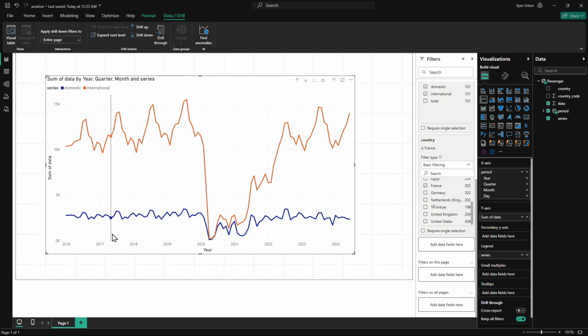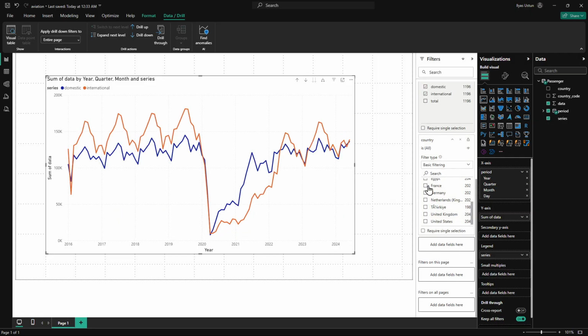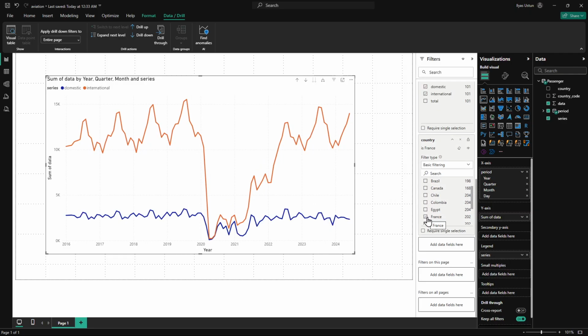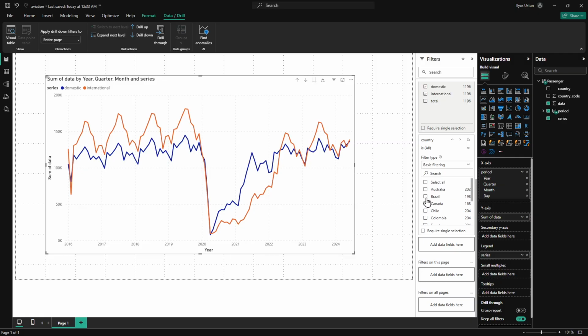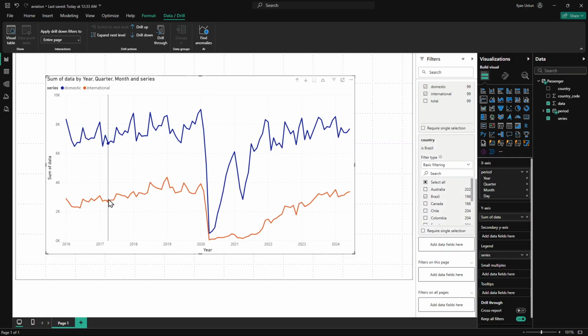Yeah, France has a bit more domestic flights there, right? So I would assume the south side by the Mediterranean and so on is a popular destination, probably from the different parts of France as well. Brazil, let's check Brazil. Okay, Brazil has definitely a lot of domestic flights. Brazil is a very big country.